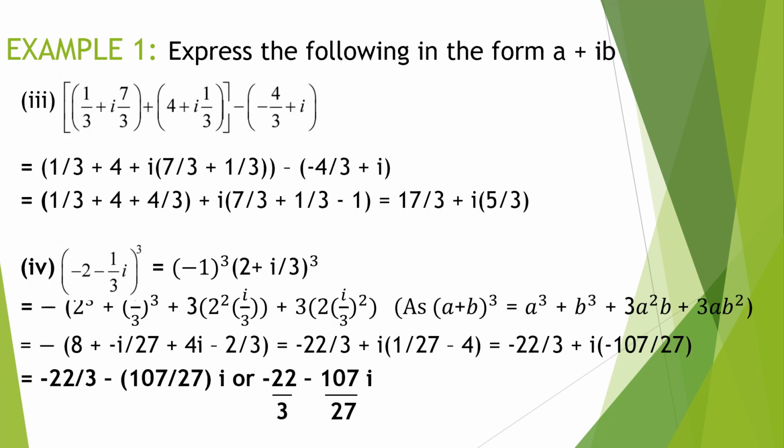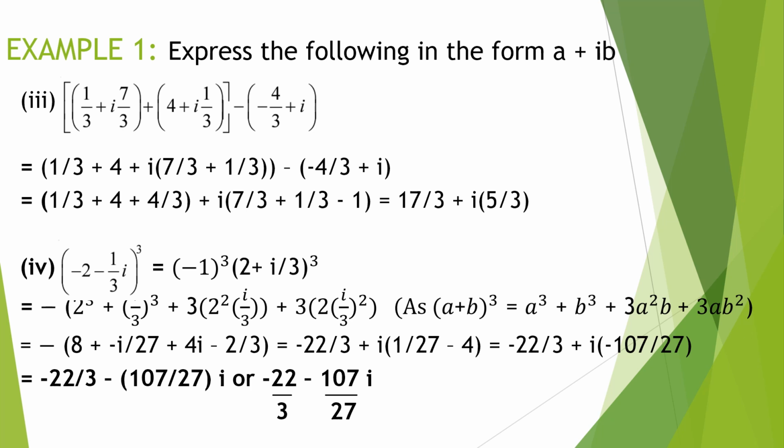Next example, the given sum you have to express in the form a + ib. So the first thing is you have to take all the real parts together and the imaginary parts together. First we have taken the first two brackets and then the third one. So when you combine all the real terms, you get 1/3 + 4/3 + i times the imaginary part, 7/3 + 1/3 - 1. On simplification, it is 17/3 + i times 5/3.